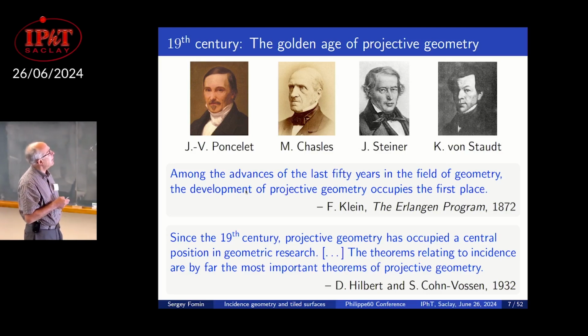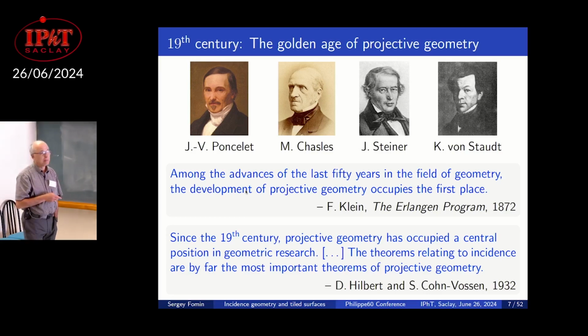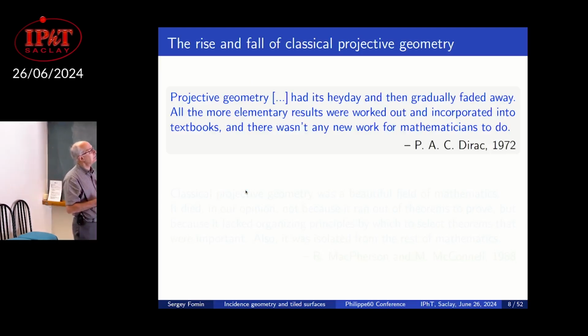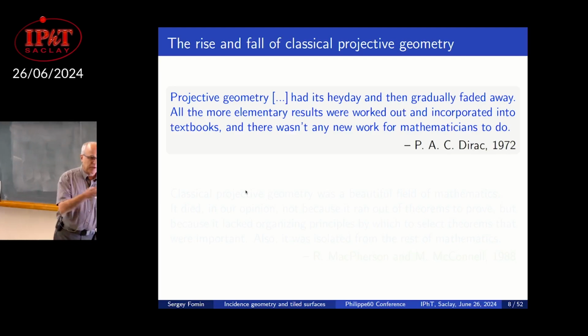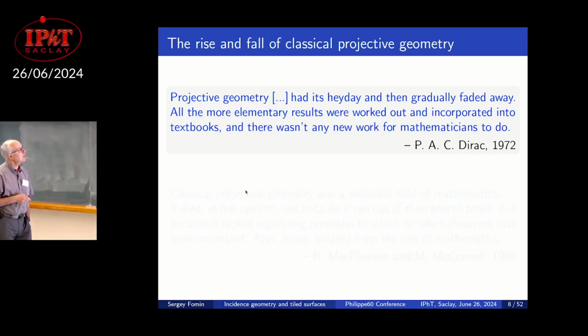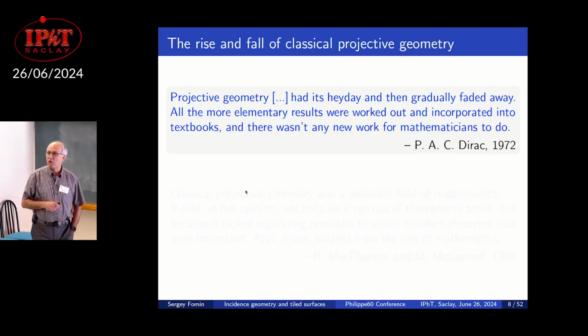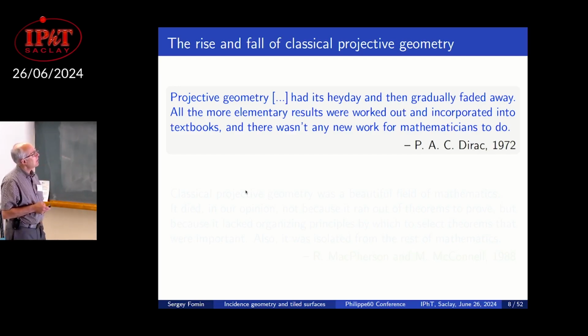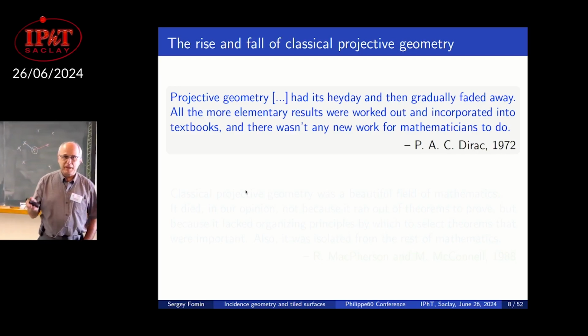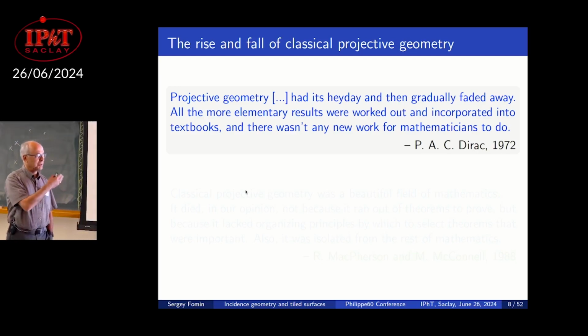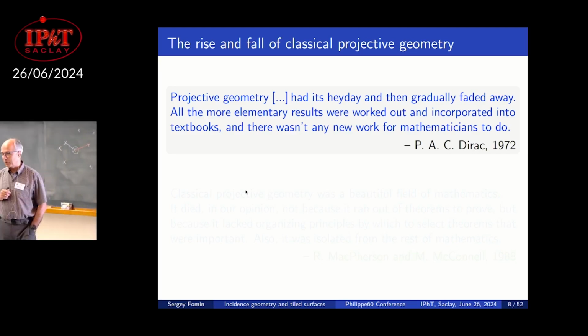Of course, every golden age comes to an end, and already in 1972, Paul Dirac, who was a big fan of projective geometry, and I guess in this audience I don't have to explain who Paul Dirac was, said, and you can read the quotation: all the elementary results were worked out, incorporated in textbooks. There wasn't any new work for mathematicians to do. So you cannot publish papers, you cannot get hired for new results, so the field dies out, kind of.